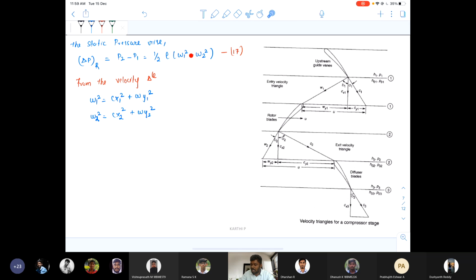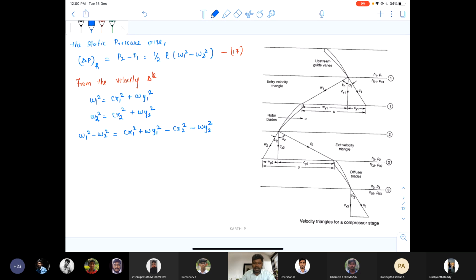the equation can be rearranged as W1 square minus W2 square will be equal to Cx1 square plus Wy1 square minus Cx2 square minus Wy2 square. Okay, when we multiply the minus sign on this, it will become minus Cx2 square and minus Wy2 square. Therefore, this equation is being written in this form.